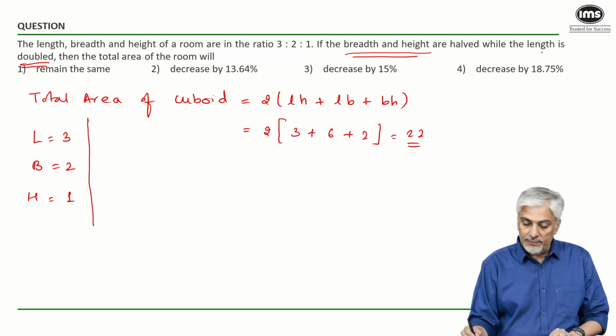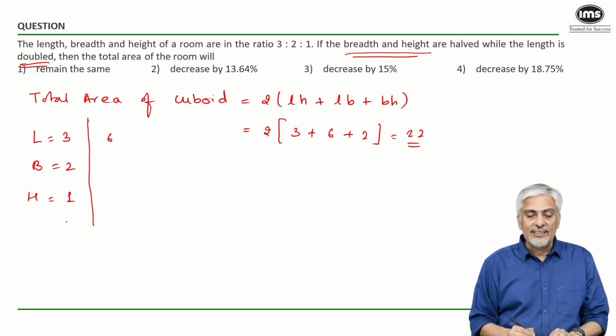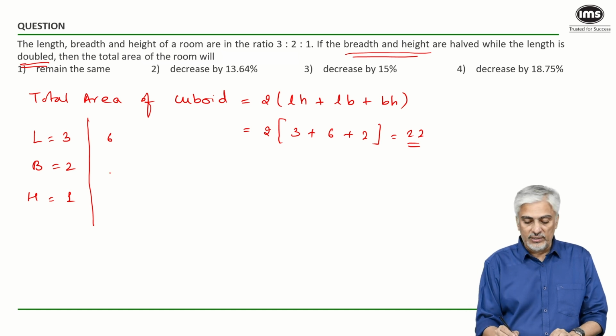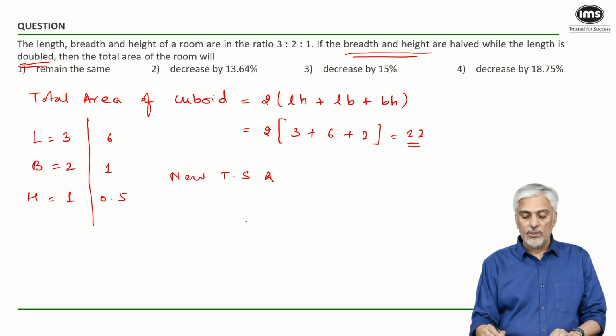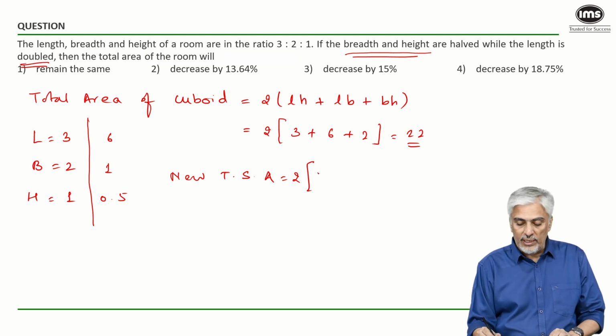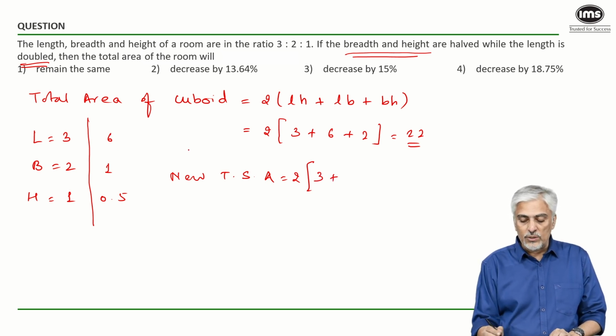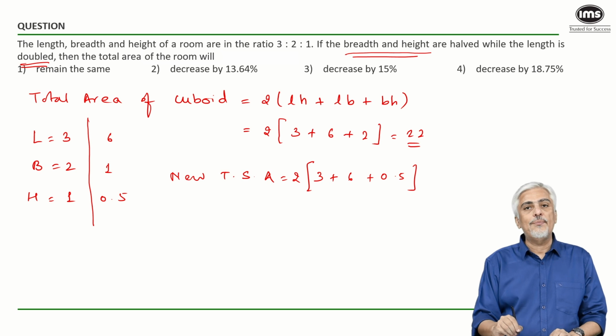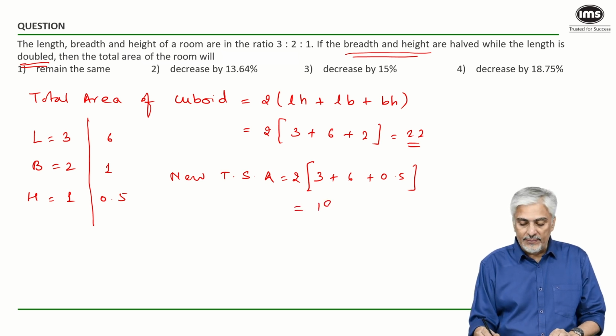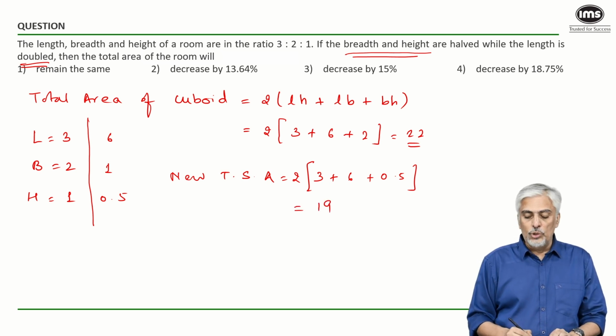Length has been doubled, so the new length becomes 6, while the breadth and the height have been halved. So breadth will become 1 and height will become 0.5. So the new total surface area would be 2 times LH, 6 into 0.5 will be 3, LB, 6 ones are 6, and BH will be 1 into 0.5, which is 0.5. This will be 9.5. 9.5 into 2 will be 19. So the new total surface area is 19.